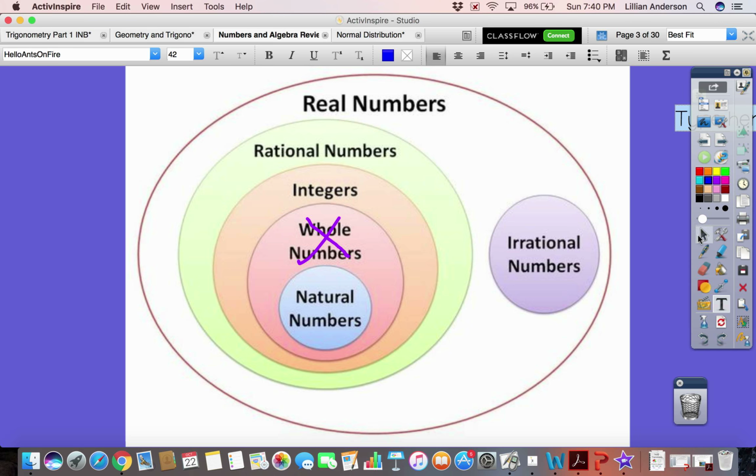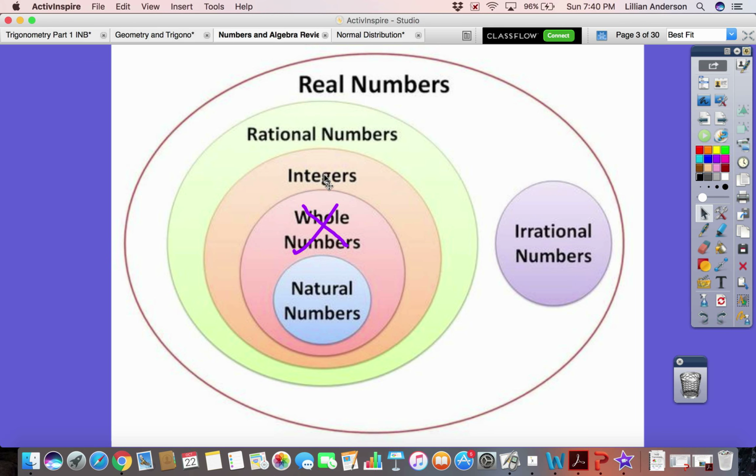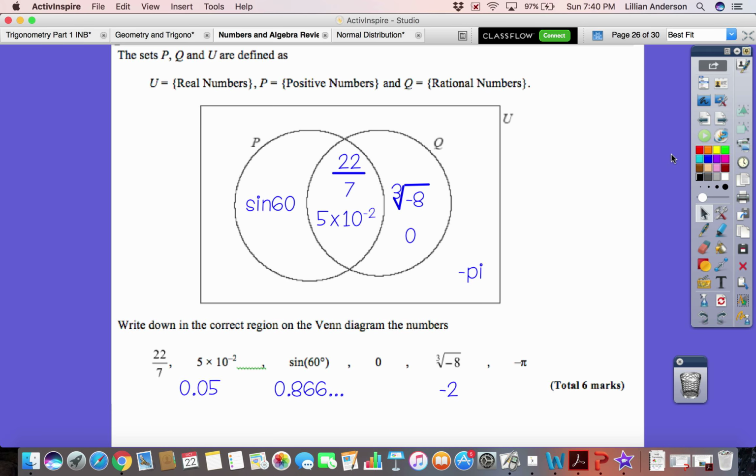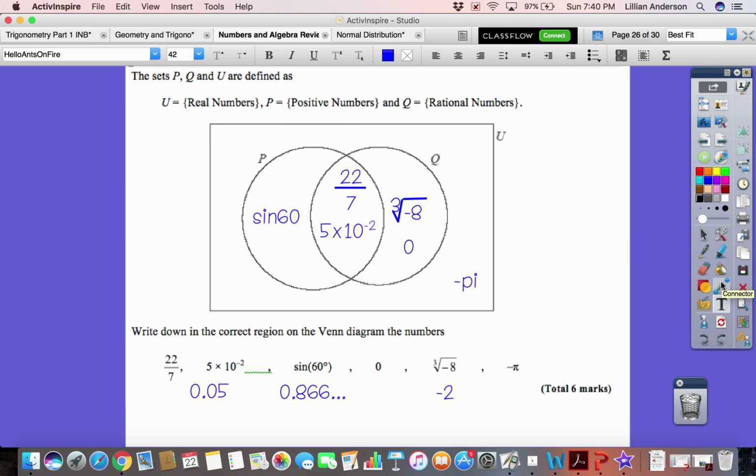You remember me showing you guys this Venn diagram? Right there. If it's an integer, that means it's also a rational number, which means it's also a real number. So anything that's an integer is also a rational number, 0 included. So this was for number 2. Okay.